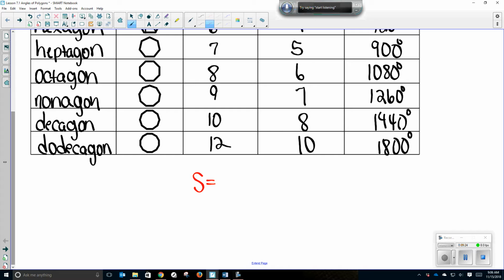Big S, representing the sum of the interior angles of a polygon. The sum of the interior angles of any polygon is equal to n minus 2, n the number of sides, times 180. Another way you can write that if you prefer is 180 times n minus 2. Both are acceptable. They're the same thing. The commutative property allows us to write it either way.